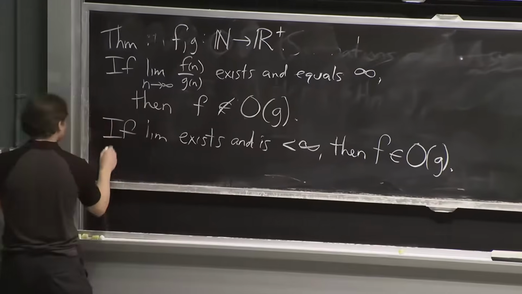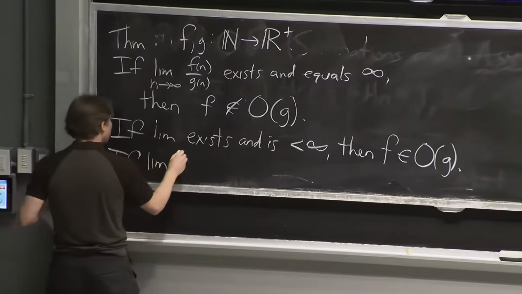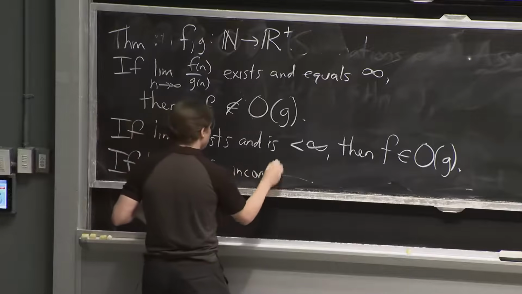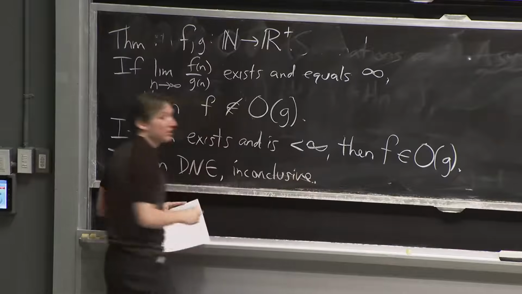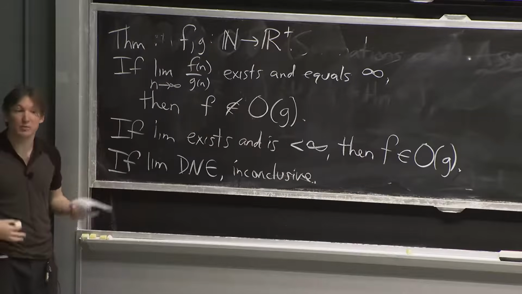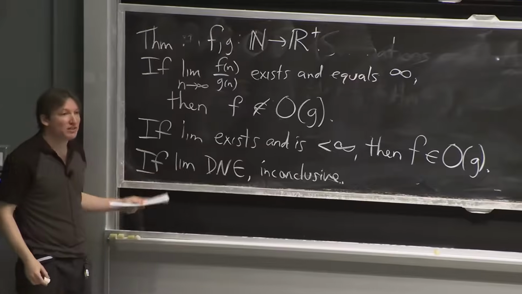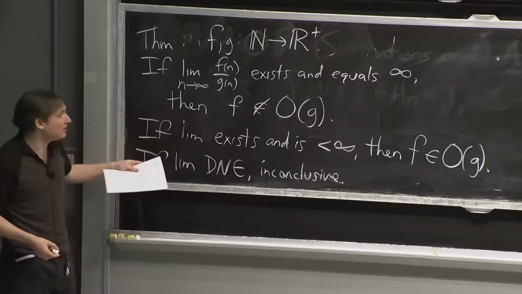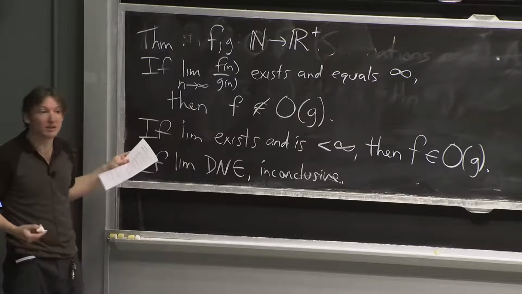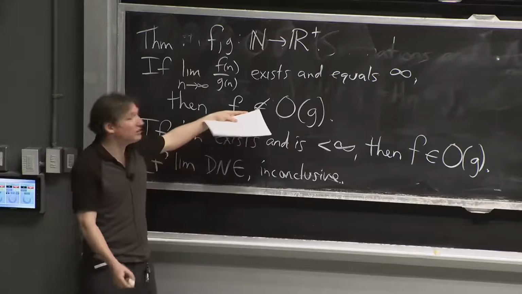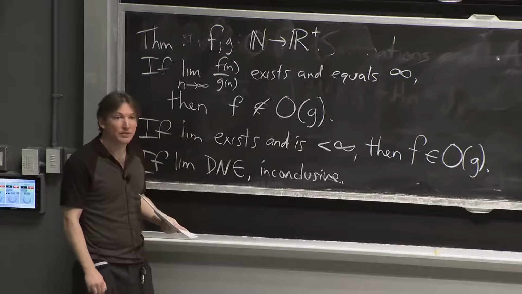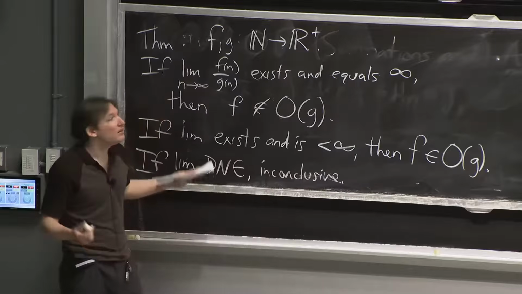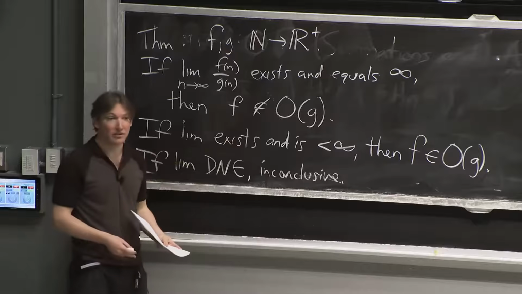And finally, if the limit does not exist, inconclusive. F might be big O of g, f might not be big O of g. If the limit doesn't exist, the limit doesn't help us get an answer. But if the limit does exist, it tells us the answer. If the limit exists, it tells us yes in this case, no in that case. So this is a one-sided test. If the limit exists, you're golden. If the limit doesn't exist, you have to fall back to the more complicated definition.